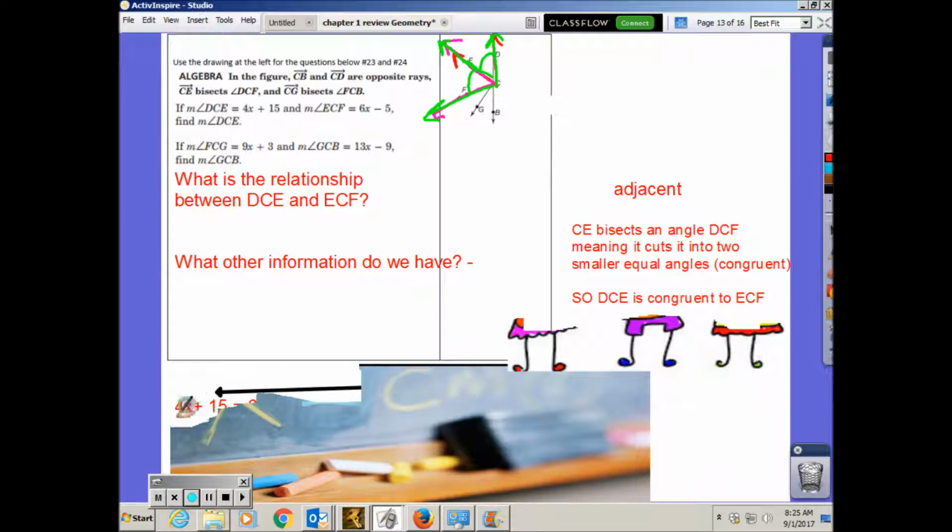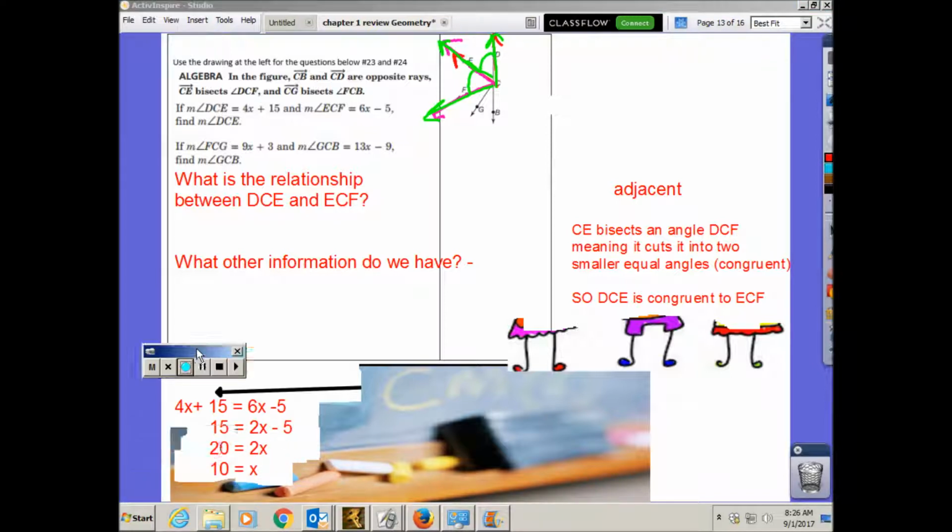So I can set this up. 4x plus 15, which was my value for DCE, is equal to 6x minus 5, which is my value of ECF. I can subtract 4x from both sides. I get 15 equals 2x minus 5. Add 5 to both sides. 2x equals 20, and x equals 10. And if I'm starting to move too fast for you, you can always pause the YouTube video.